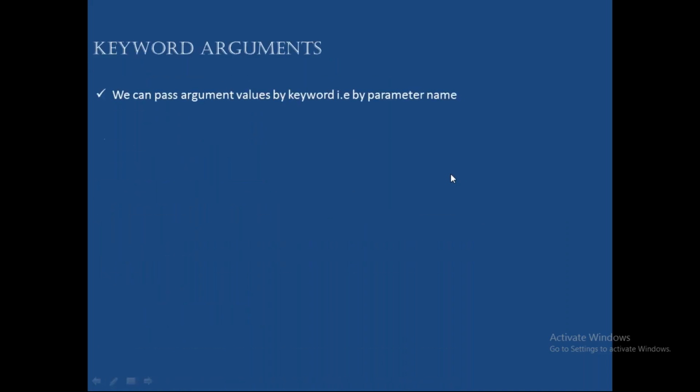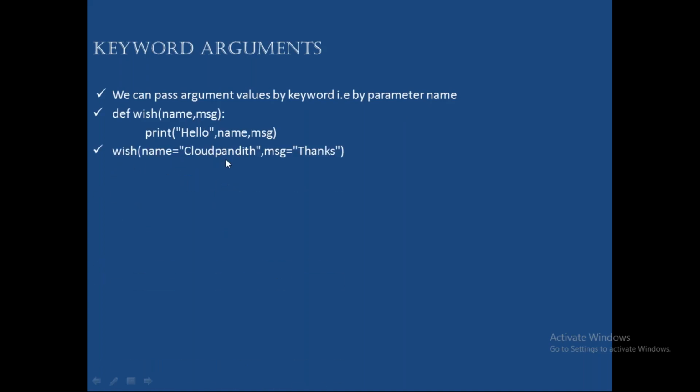Next, we'll talk about keyword arguments. We can pass argument values by keyword, that is, by parameter name. For example, name and message are the parameters. Now see, wish name equal to Cloud Pandit, message equal to thanks. This is a keyword argument. Instead of simply passing a value, you use the parameter name as a key.